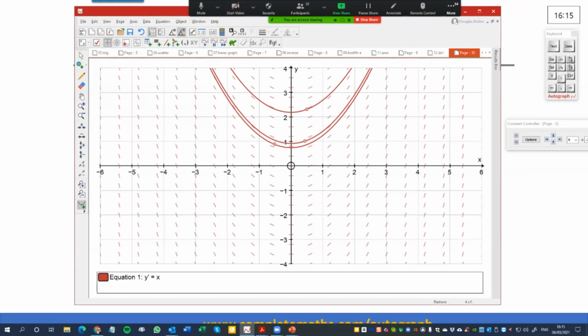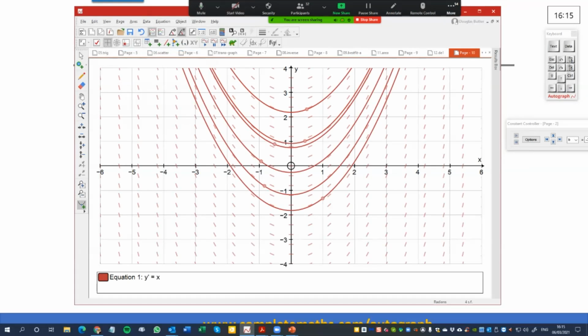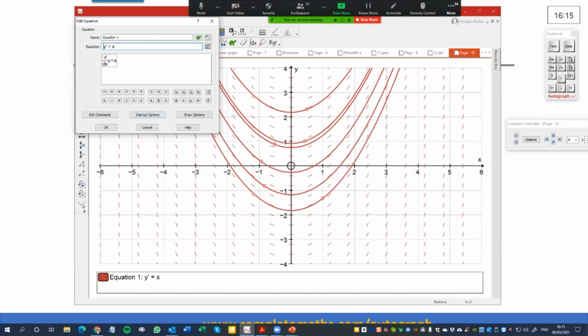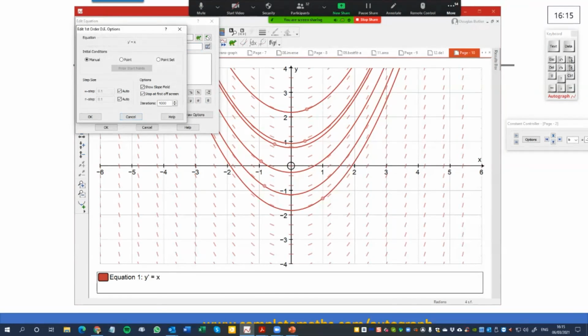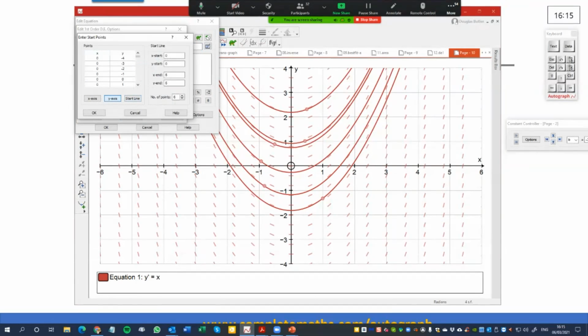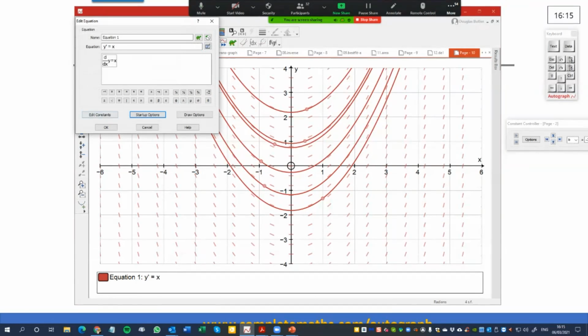Now you can put roots any way you like, but actually there's a much nicer way of doing this. If you double click and look at the startup options, you can use a set of points along the y-axis, and then that tidies that up nicely.